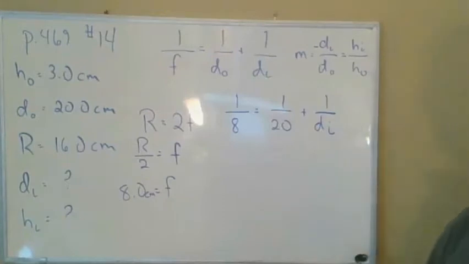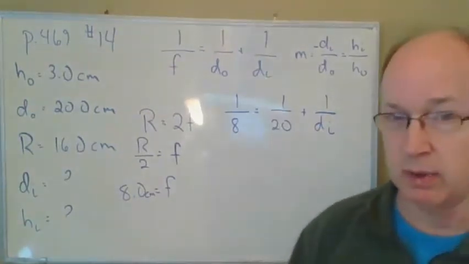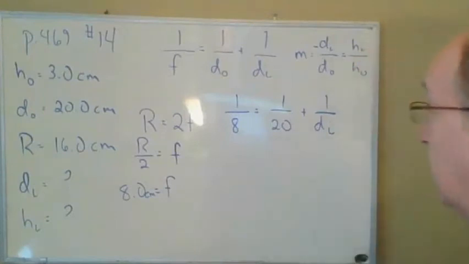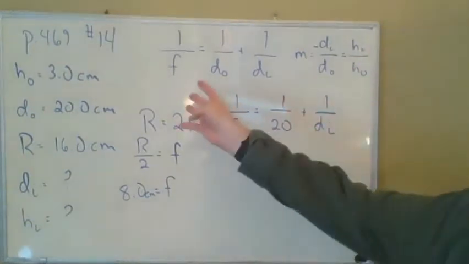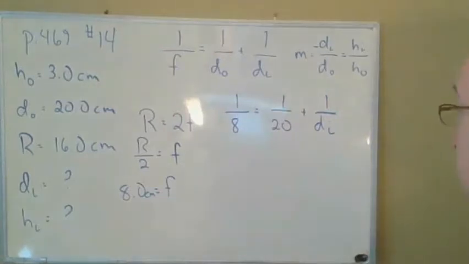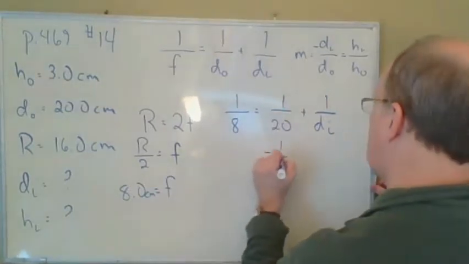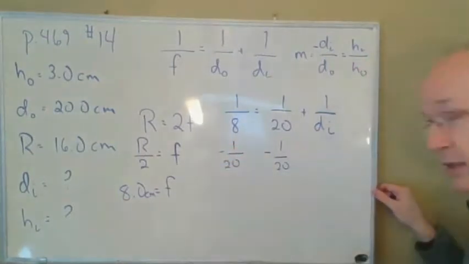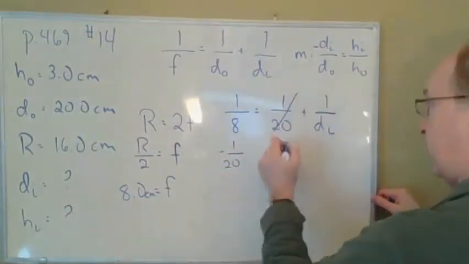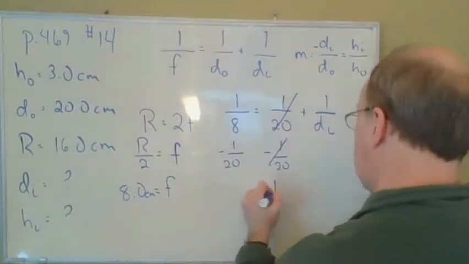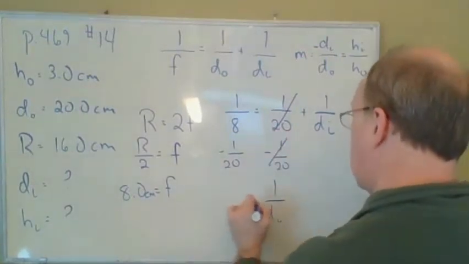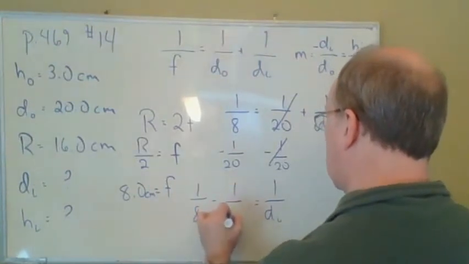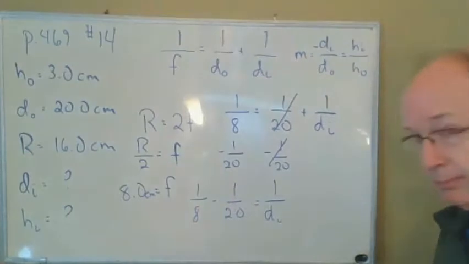Okay? Now, there are a couple of ways you can do this at this point. Let me suggest this process for these problems. First of all, I want to get the fractions over on the same side. So I'm going to subtract 1 over 20 on both sides. So over here, that cancels. And what I get is 1 over DI equals 1 over 8 minus 1 over 20.